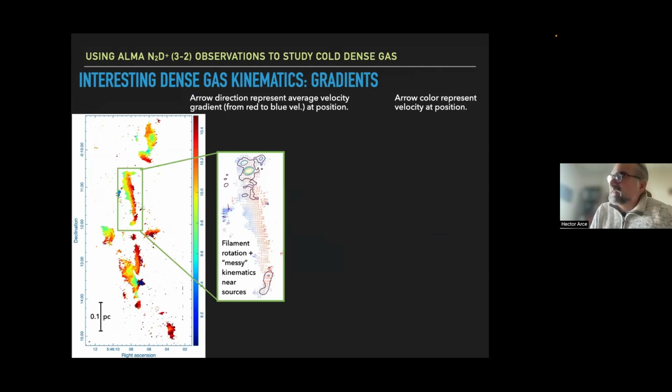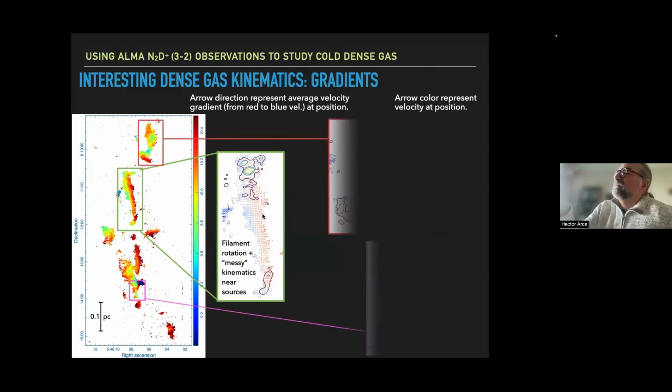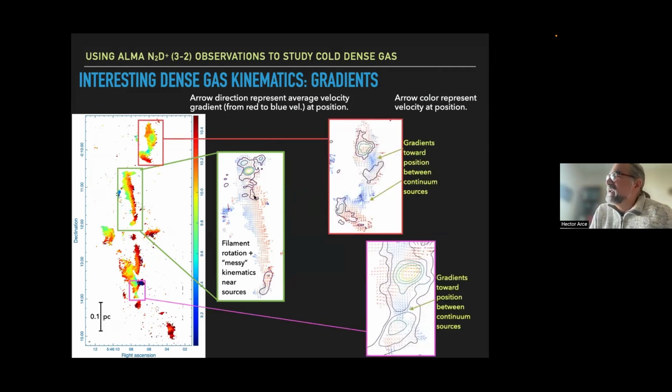But this structure is not the only interesting thing that we saw. We saw a very nice velocity structure there, a rotation, that we interpret as rotation, but it got kind of messy as you get closer to the continuum sources, which are shown here in contours.